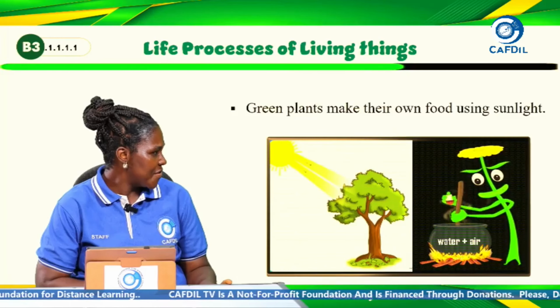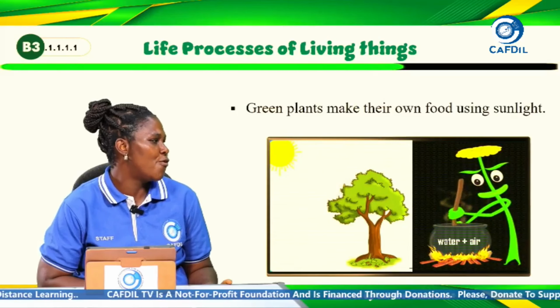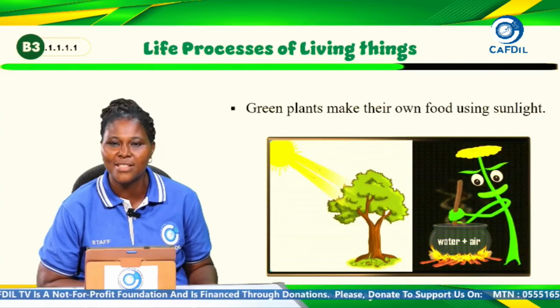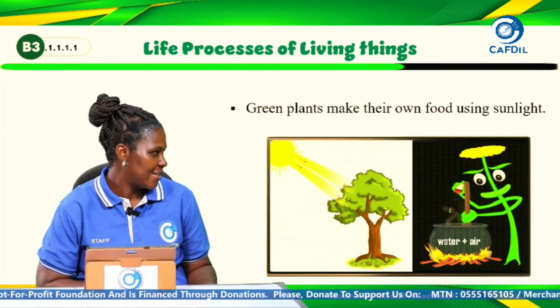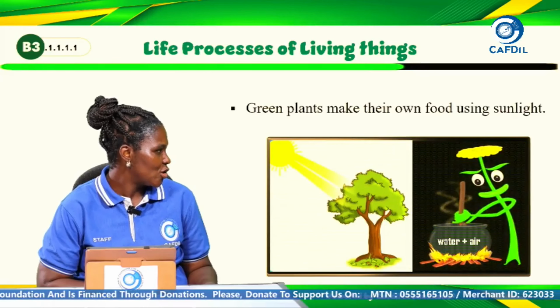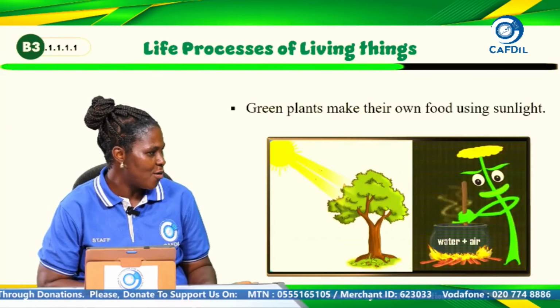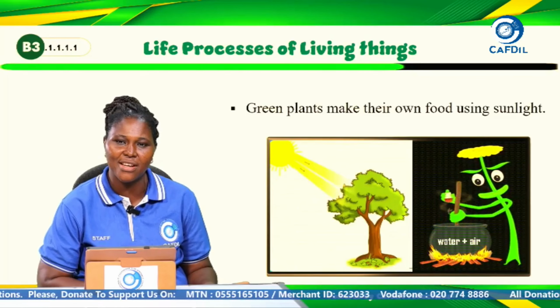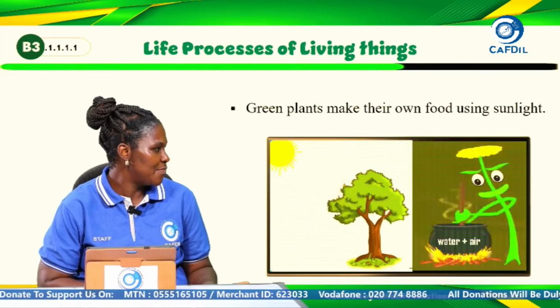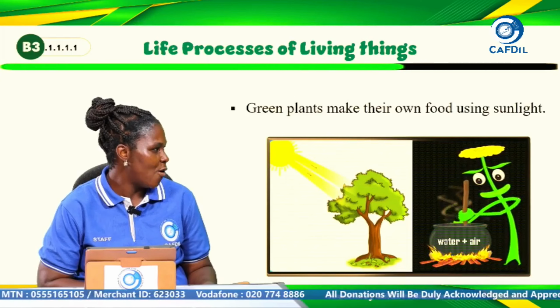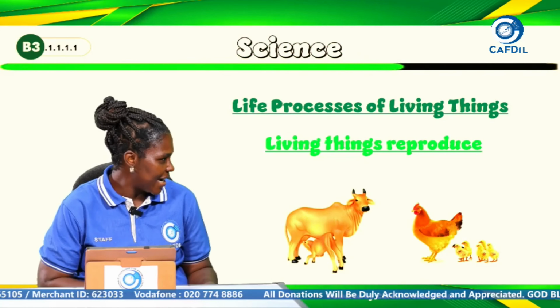Okay. Green plants make their own food using sunlight. They use the sunlight, water, and air to prepare their food. And when they make their own food, we also go for it and then we eat.